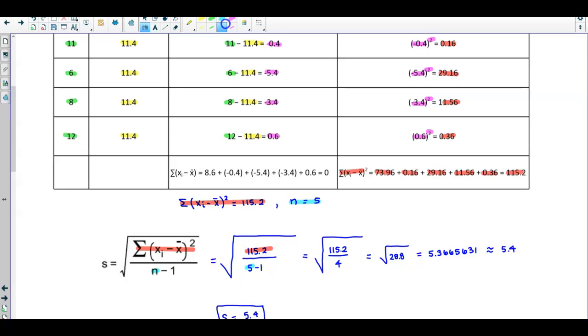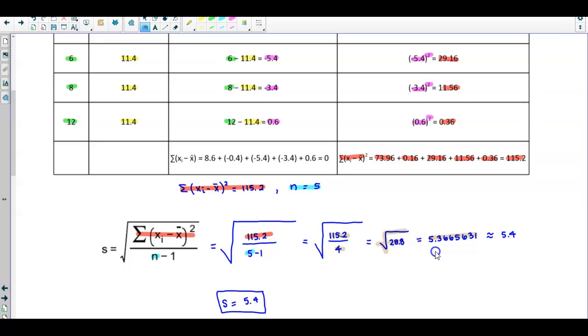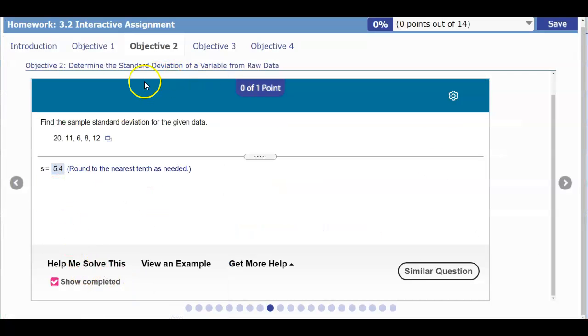Now we take the square root of 115.2 divided by 4, which is 28.8. We take the square root of that number to give us 5.3665631. This question wants us to round it to one decimal place, which is 5.4. Therefore, the sample standard deviation is equal to 5.4. Going back to our result, we can see that s is equal to 5.4, rounded to the nearest tenth.